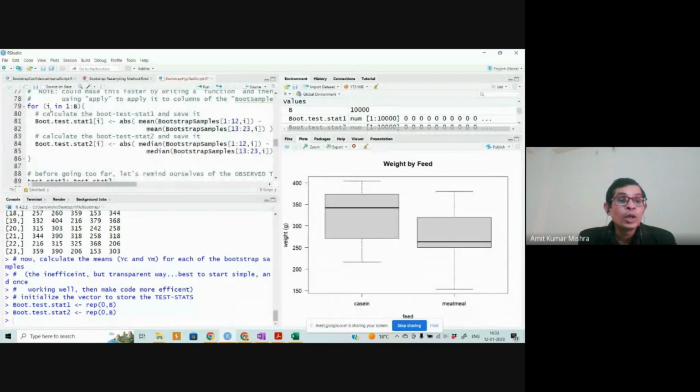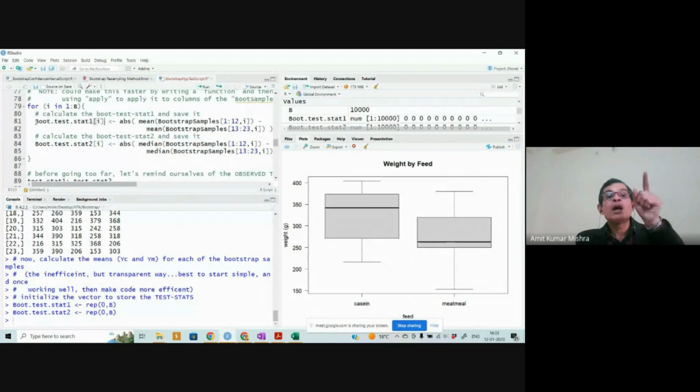Focus upon the loop. For i in 1 to B, that means I am talking about first column, second column, third column, and Bth column. That means I am talking about first bootstrap sample, second bootstrap sample, third bootstrap sample, and the 10,000th bootstrap sample. So what do we want?